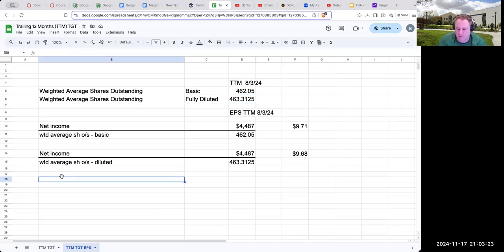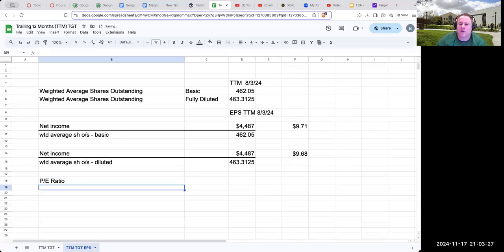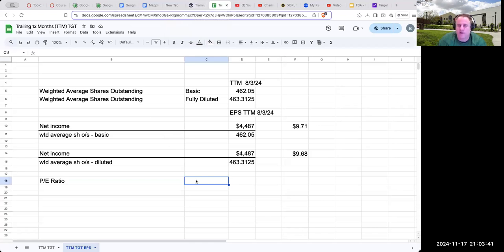Why is this so important? Because now we're going to compute the PE ratio. What exactly is the price to earnings ratio? It tells us, in a way, is a stock over or undervalued relative to earnings? So the price to earnings ratio is basically the market price per share divided by the earnings per share.